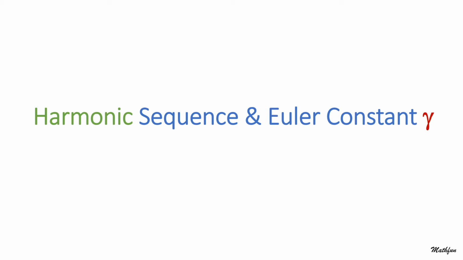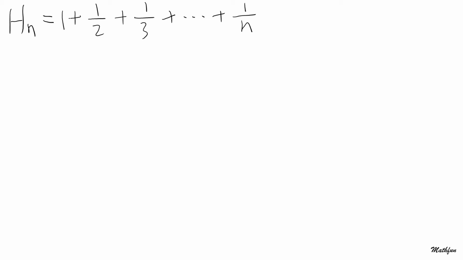Today, we are going to talk about the harmonic sequence and the Euler constant gamma. So, what is the harmonic sequence? Let's start with a definition. We're going to call it Hn. Hn is equal to 1 plus the reciprocal of 2 plus the reciprocal of 3, and you obviously can call the first one the reciprocal of 1, don't you? Plus, continue, obviously plus, until the reciprocal of n.